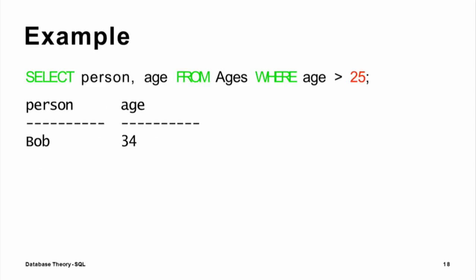So let's check if we get the persons older than 25 years. What we need here is to add a where clause where we check whether age is larger than 25, and if so, then the tuple and age is added to the result.